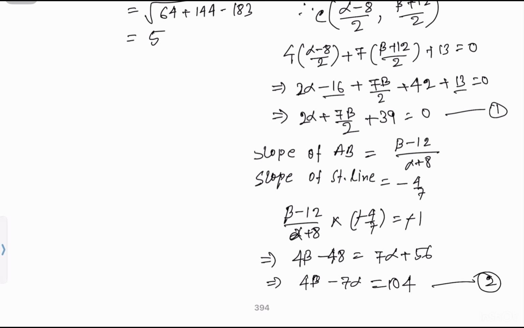If you solve these two equations, you can get the alpha and beta values. After solving 1 and 2, the answer for alpha comma beta should be minus 16 comma minus 2. You can check and verify with 1 and 2.